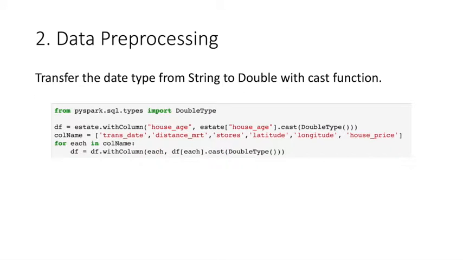Next, we need to transfer the data type from string to double. Now we have a new table and the types of all features are string. Because the vector assembler doesn't accept string types, we need to transfer the type from string to double.